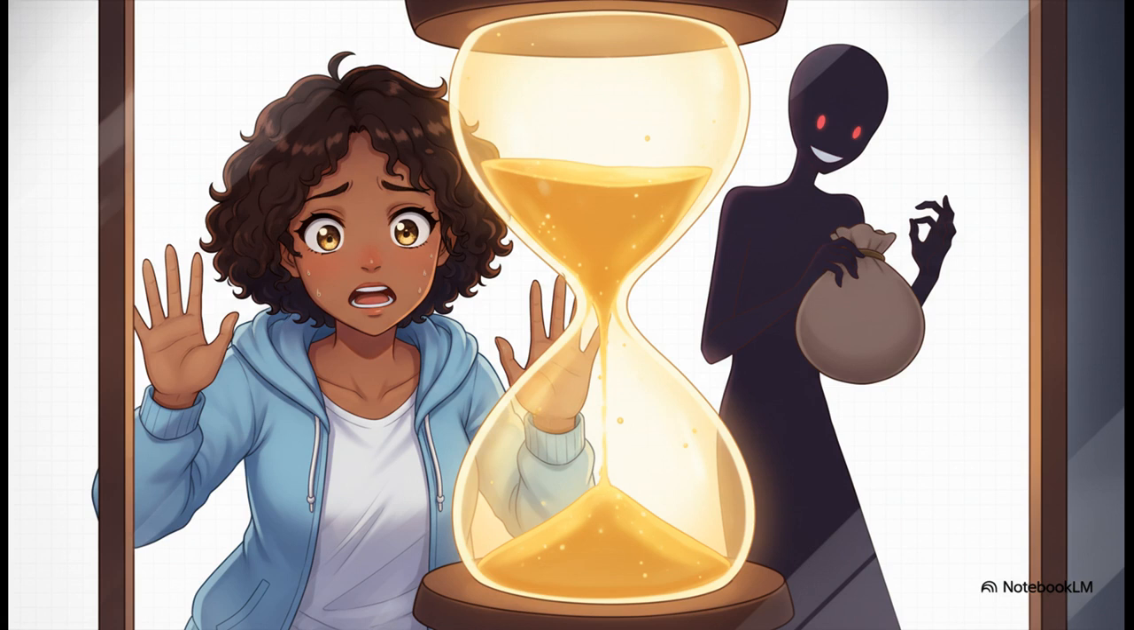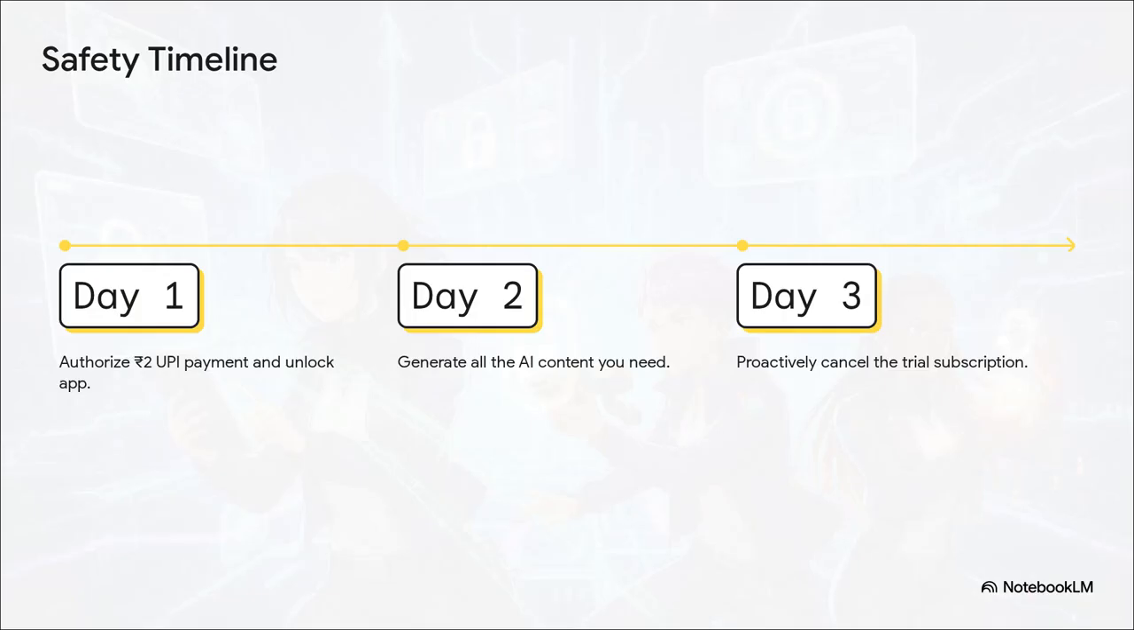The app is giving you a 3-day window to try out the premium features, basically crossing its fingers and hoping you'll forget to cancel so they can hit you with the full premium price on day 4. Your job is to make absolutely sure that does not happen. To make this super clear, think of your safety timeline kind of like this.